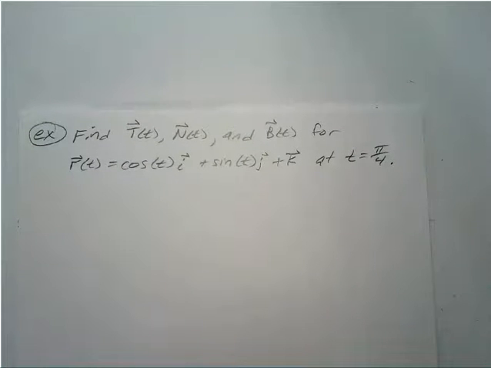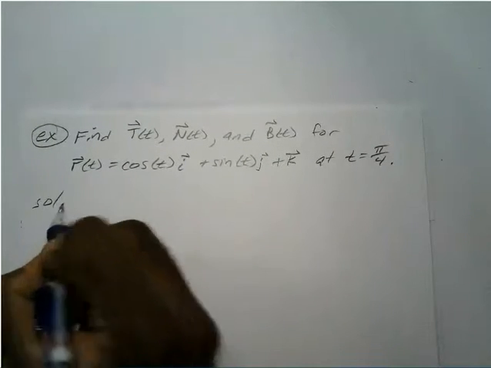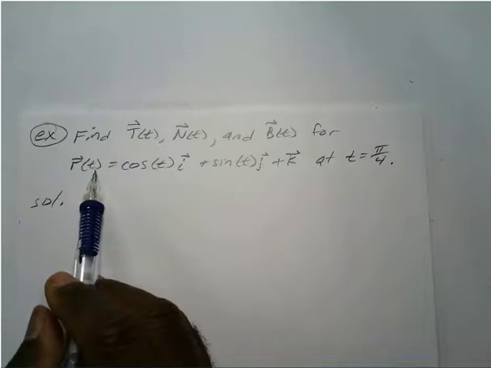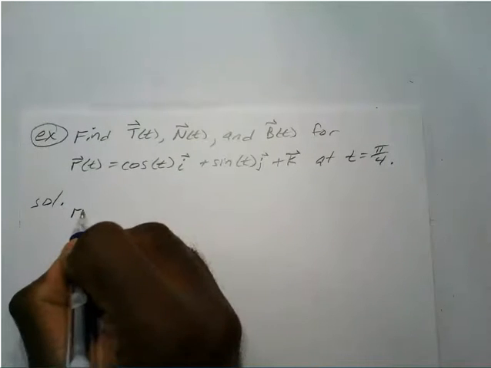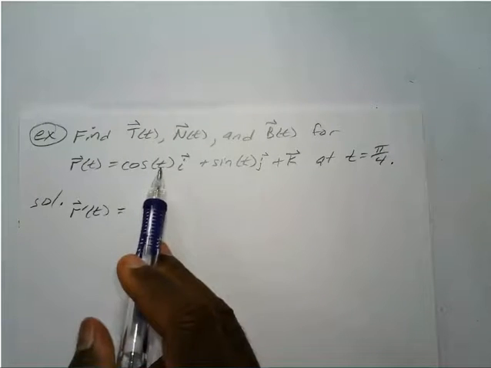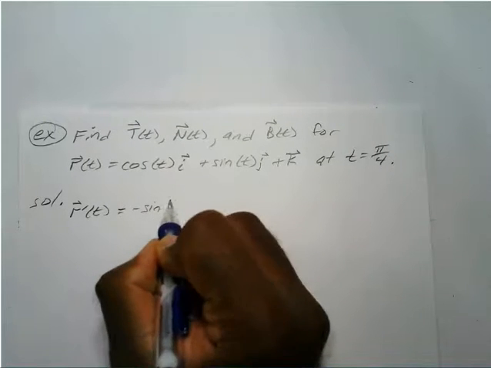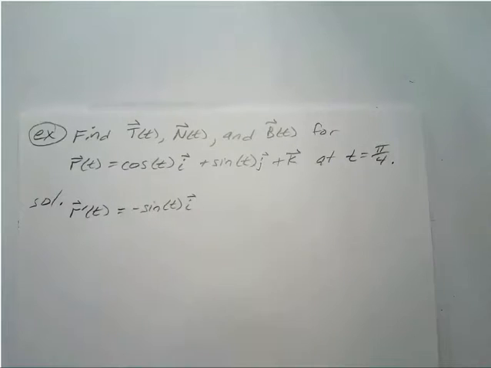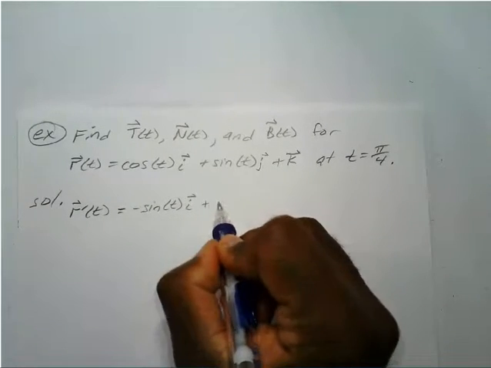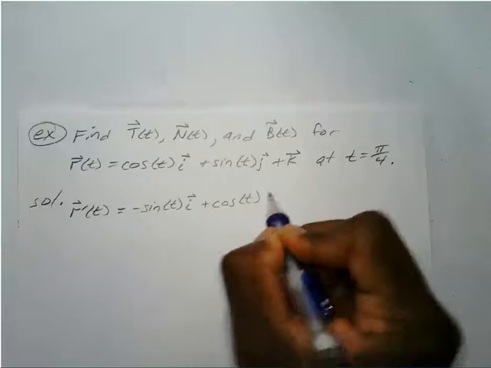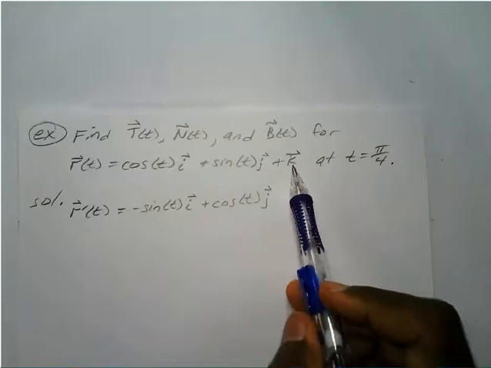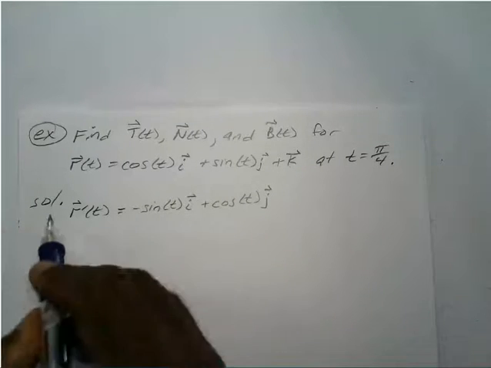All right, so getting started on this one. First thing we have to do is find the derivative of our original vector. So r prime of that vector, derivative of cosine is negative sine. So you have negative sine t times your i vector. And the derivative of sine is cosine. So plus cosine of t times our j vector. And the derivative of 1 is 0. So that really disappears.